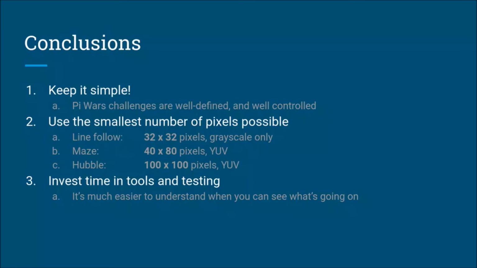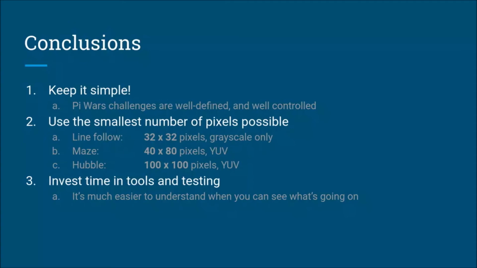So my line follow is 32 by 32 pixels, and I only use black and white. My maze, 40 by 80. I think I am using color there. And the Hubble is 100 by 100. Not for any particularly good reason, but I wasn't running it all the time. I was only turning, taking a picture, and so it didn't matter so much about the number of pixels.